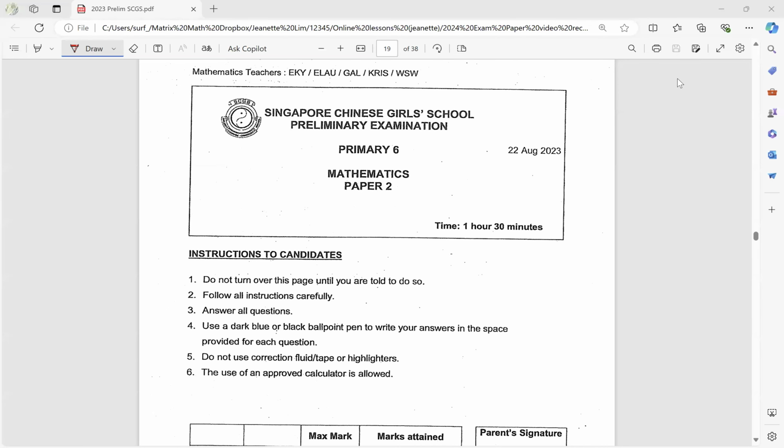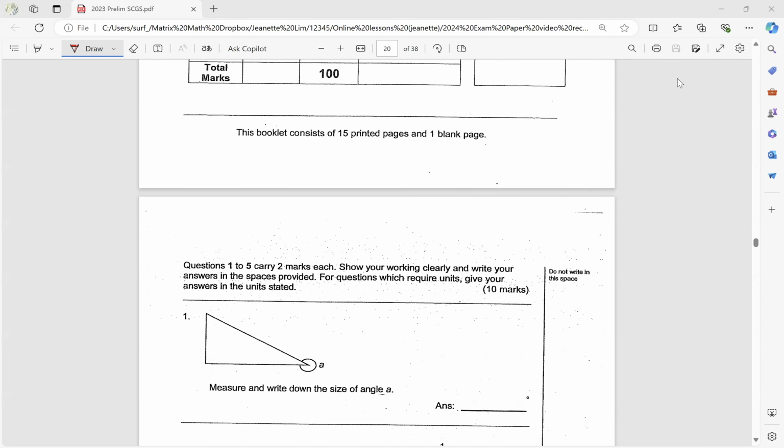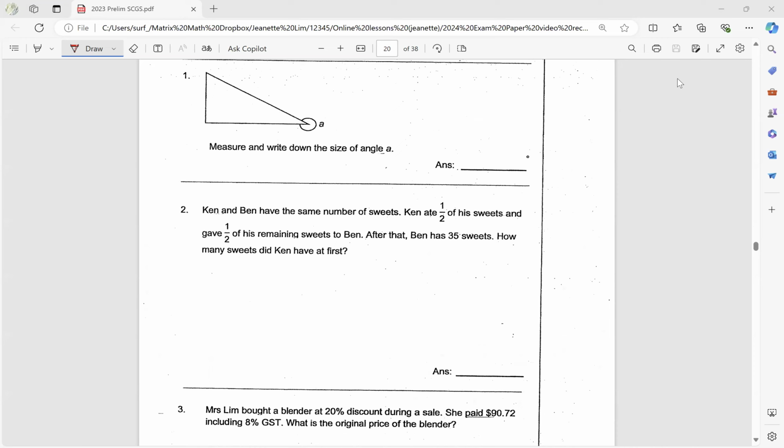SCGS Prelim paper for 2023, paper 2. Let's look at question 1. So for paper 2, you're allowed to use your calculators. Question 1: measure and write down the size of angle A.